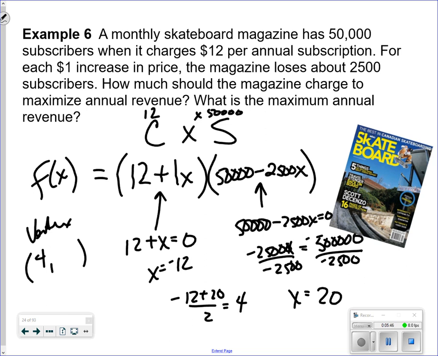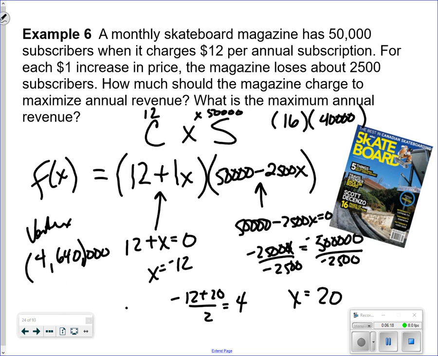So if I charge, sorry about this, if I put 4 in for x, I'm going to get 12 plus 4, which is 16. 50,000 minus 2,500 times 4 would be 40,000. And so then 40,000 times 16 has a vertex of 640,000. So now, what is the maximum annual revenue?